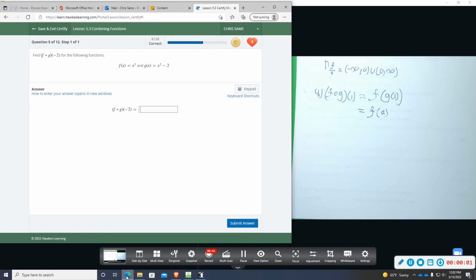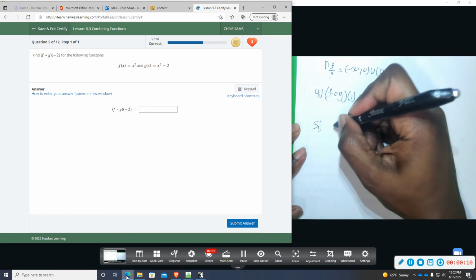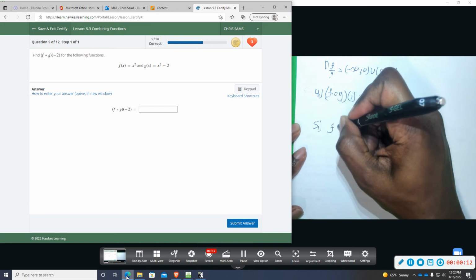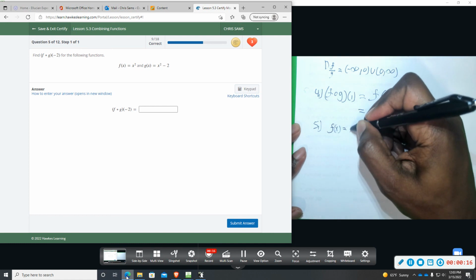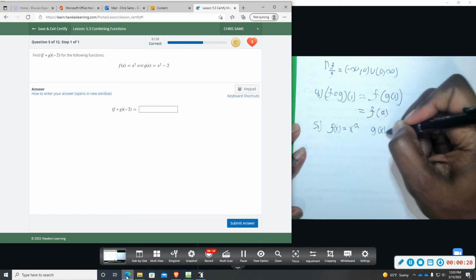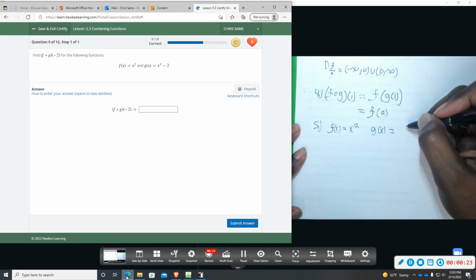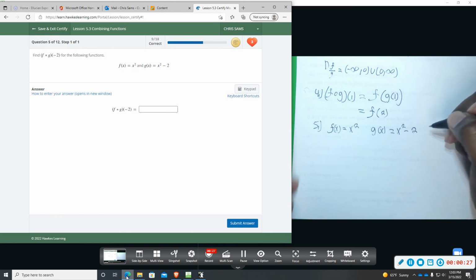The functions. This time, number 5, we're doing composition and we're given the functions. We're given that f of x is x squared, and then we have g of x is x squared minus 2.